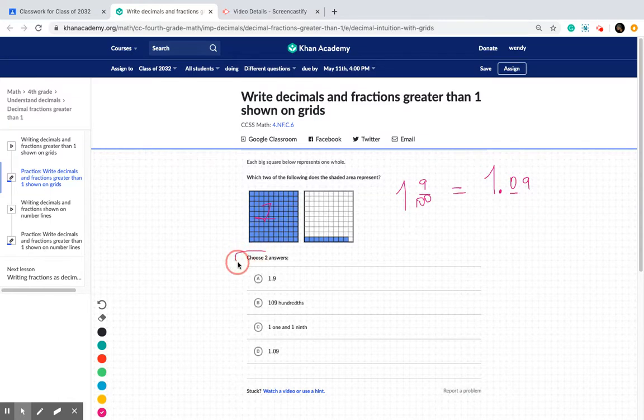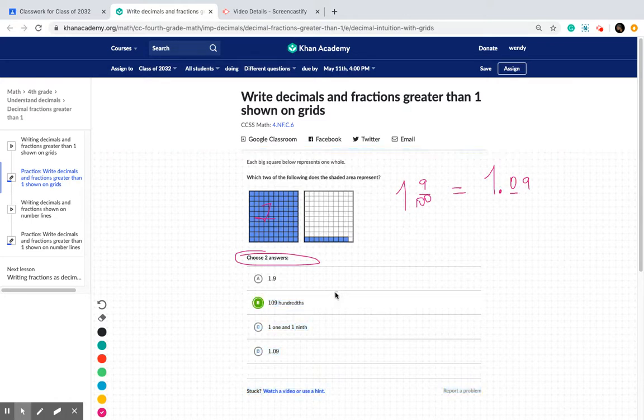It cannot be this one. And it says choose 2 answers. That will be 1 and 9 tenths. That doesn't look like 1 and 9 tenths, right? 109 hundredths. Let's see. 1 and 9 hundredths, yes. 109 hundredths.